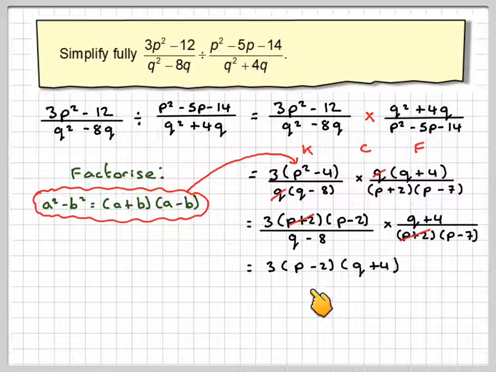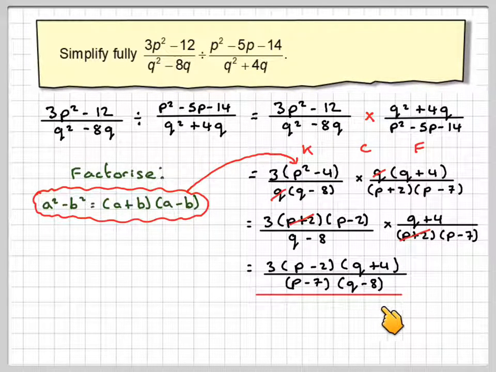So we've got 3 in the numerator. We've got 3 times (p minus 2) times (q plus 4). You have to put some brackets in. In the denominator, we have (p minus 7) times (q minus 8). And that is as far as we can go with that one.